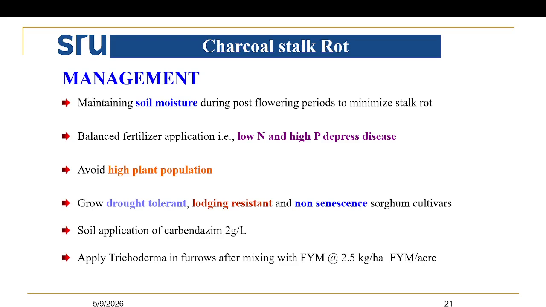Coming to management: maintain the soil moisture during the flowering period to minimize stalk rot, apply balanced NPK fertilizer, avoid high plant population, and grow drought tolerant, lodging resistant, non-senescent sorghum cultivars. Apply carbendazim to the soil at the rate of 2 grams per liter. Apply Trichoderma in furrows after mixing with FYM at the rate of 2.5 kg per hectare, or apply Trichoderma along with oil cakes like neem cake, pongamia cake or other manures.